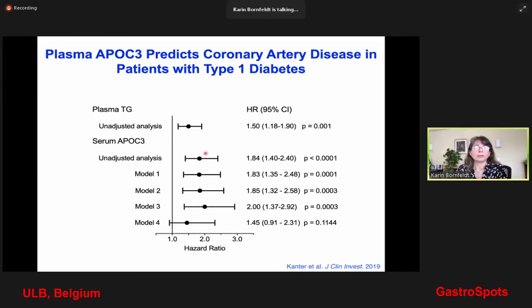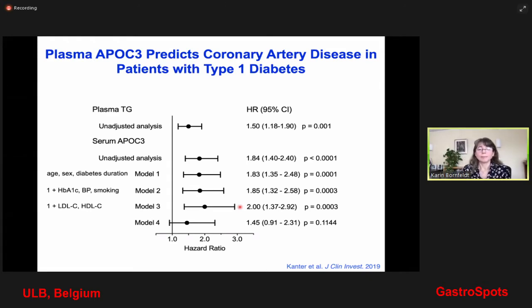So this hazard ratio of about 2 remained significant when we adjusted the model for age, sex, diabetes duration, HbA1c, blood pressure, and smoking, and also when we adjusted the model for LDL cholesterol and HDL cholesterol. The significance was lost when we adjusted the model for log triglycerides, which was to be expected because ApoC3 acts by regulating triglyceride levels.